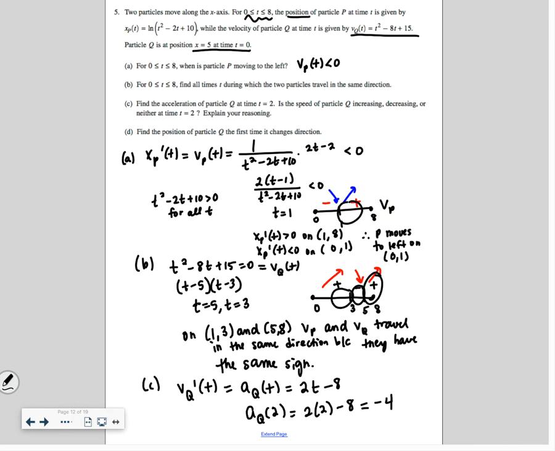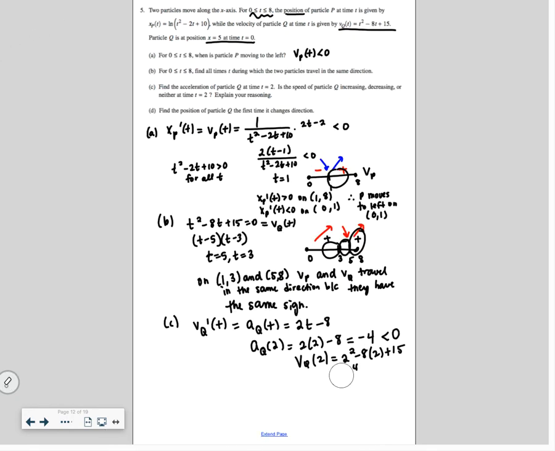All right, so it says, is the speed increasing, decreasing, or neither at time t equals 2? Explain your reasoning. So in order for the speed to be increasing, I don't know if you guys remember this, it's been a while since we've talked about it, we need the acceleration and our velocity to have the same sign. So right now we have that this is less than 0. So we want to get our velocity at time 2 as well. So if I plug in 2 into my velocity function, which was up here, I end up getting 2 squared minus 8 times 2 plus 15. So I get 4 minus 16 plus 15.